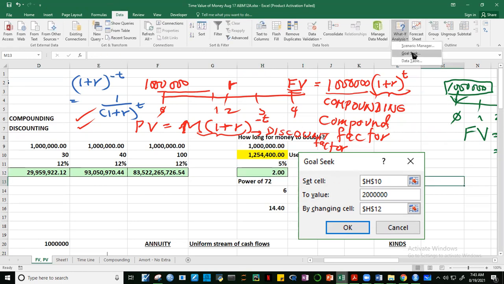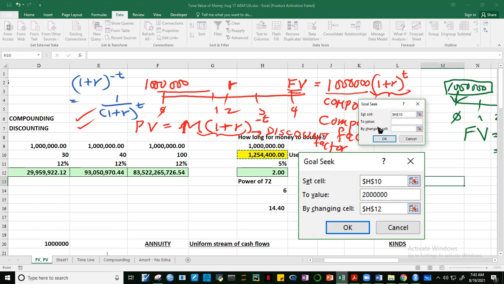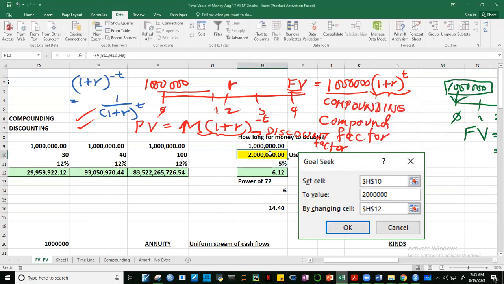What-If Analysis, Goal Seek. We set this cell equal to 2 million by changing the number of years. Okay, what happened? Wait. My rate isn't linked. Our rate should be this one. There. Okay, sorry guys, I didn't link it to the 5% here.